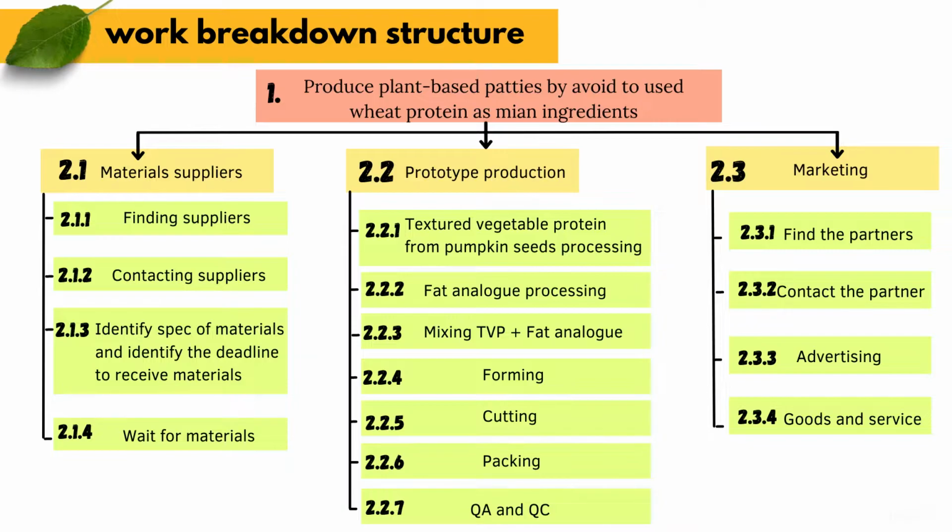And the second part is the prototype production, including texture vegetable protein, fat analog process, mixing process, forming process, cutting, packing, and QA and QC. In the process, inspection is needed to prevent errors that lead to losses affecting the entire output. All the steps must be monitored at each stage to minimize the damage and to determine the cost.